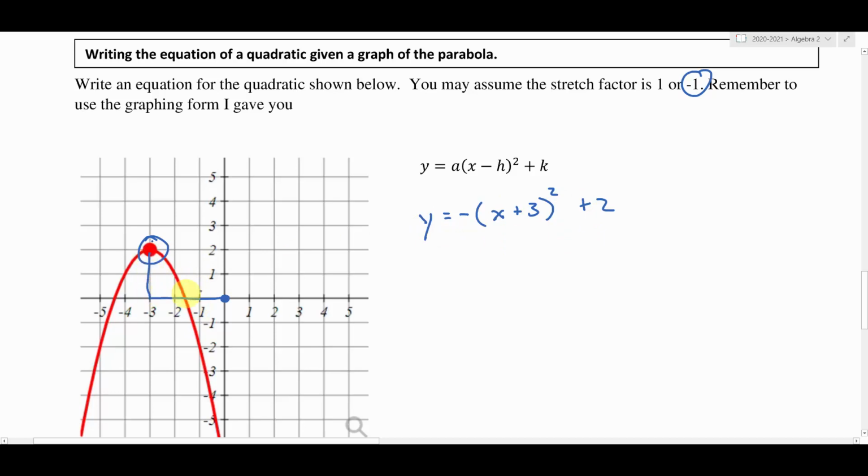So I use the vertex to locate the horizontal and the vertical movement, right? Because it would normally start at 0, 0. So wherever it's at, I just look at how far left or right it moved and how far up or down it moved. That gives me these two numbers here. Then I just identify whether or not it opened upward or downward to determine if I need a negative out front of the parentheses. Let's do one more.